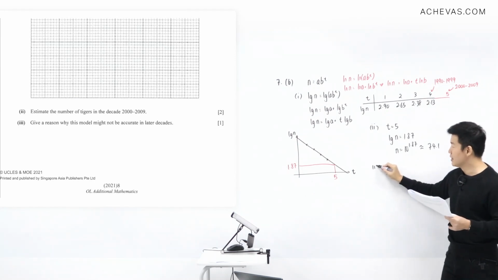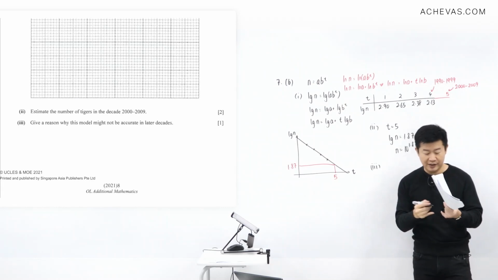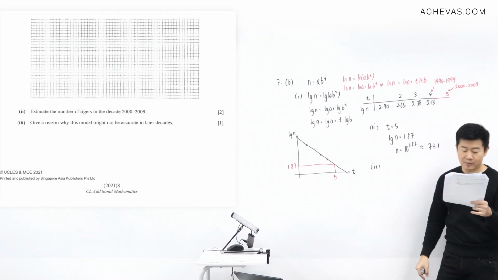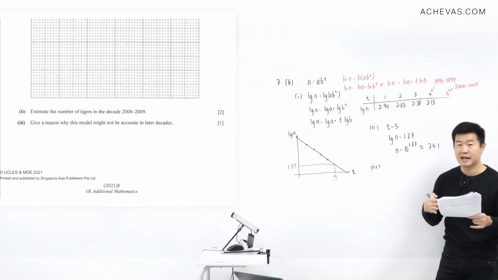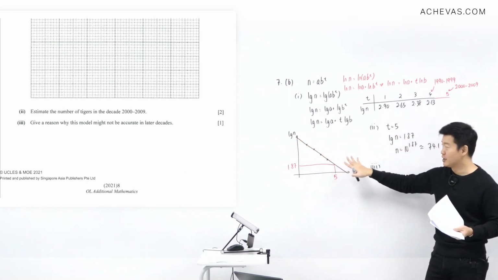And for part 3, I think any logical reason is going to work. I don't think there's one specific answer. We are supposed to give a reason why this model may not be accurate in later decades, because I guess a lot of things can change. The tiger population may not continue to follow the numbers according to this trend.